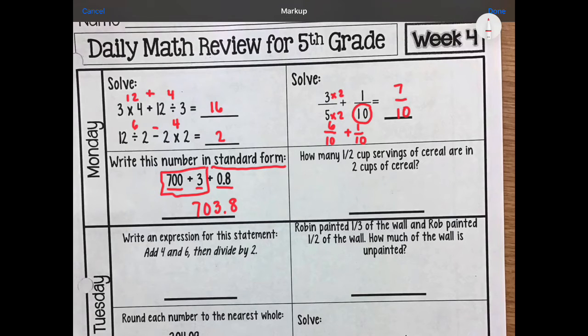They stay the same. Now I have how many 1/2 cup servings of cereal are in 2 cups of cereal. So I'm going to draw us a picture for this. So there's 1 cup, 2 cups, and how many 1/2 cup servings? That means out of 2. So if I split my cups, here's 1 cup right there, and I'm going to split it in 2, and here's my second cup. So that means I have 1, 2, 3, 4 1/2 cup servings of cereal.